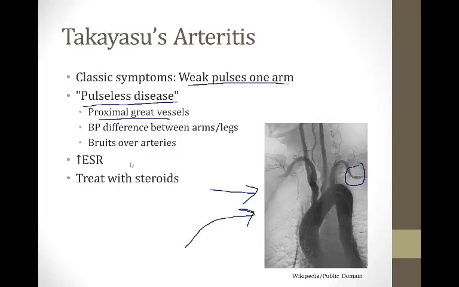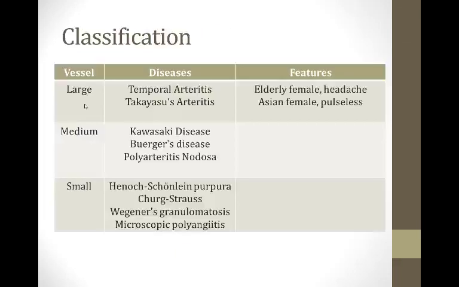In addition to a difference in pulses, you may detect a blood pressure difference between the arms and legs, or you may detect a blood pressure difference between the left and right arm. You can also hear bruits over the arteries sometimes. And then very similar to temporal arteritis, this condition is also associated with a high SED rate, and it is also treated with steroids.